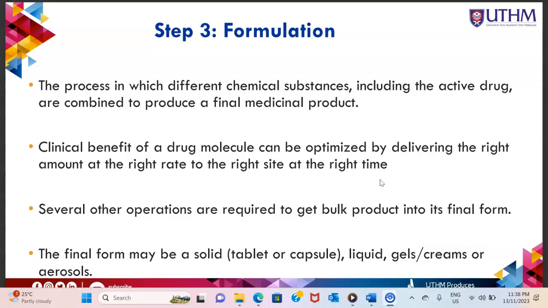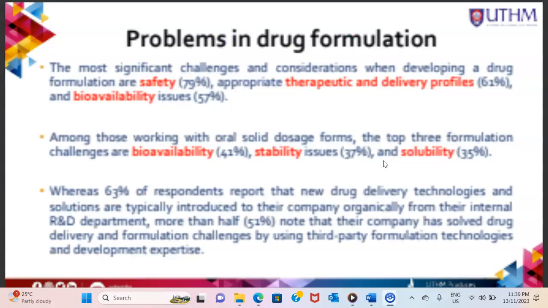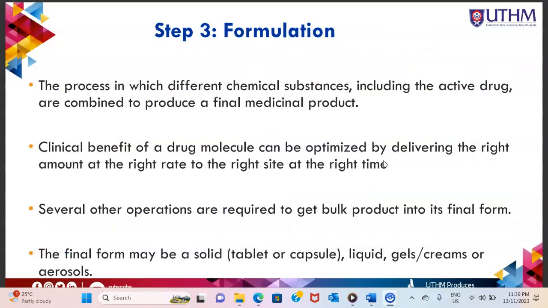The formulation is basically the process of combining the active pharmaceutical ingredient, or we call it API, with various excipients, inactive ingredients such as the filler, to create a final drug product. So it involves selecting the appropriate dosage form, either tablet, capsule, liquid, etc., and designing the composition to meet therapeutic goals.